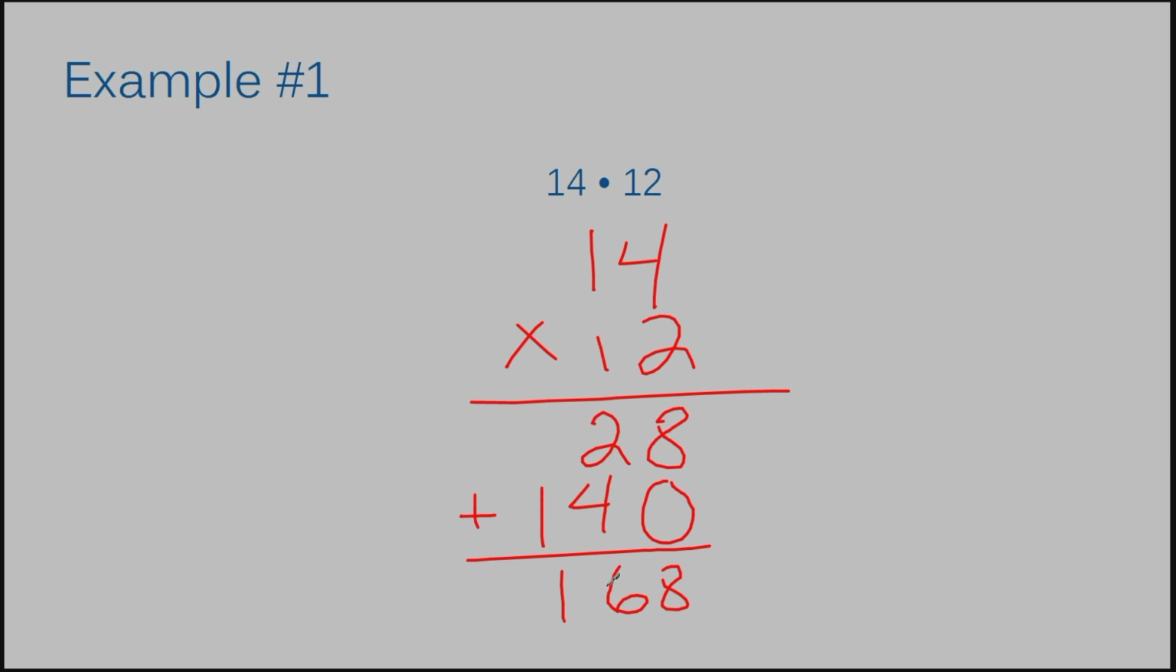Let's move on to example number 2. Again, I need to rewrite my numbers. I'm going to stack them directly on top of each other, considering place value. It's going to look like this. 89. And I'm going to multiply by 20.